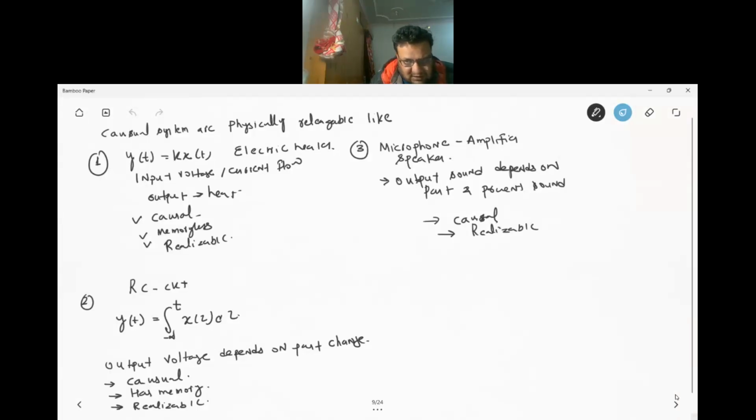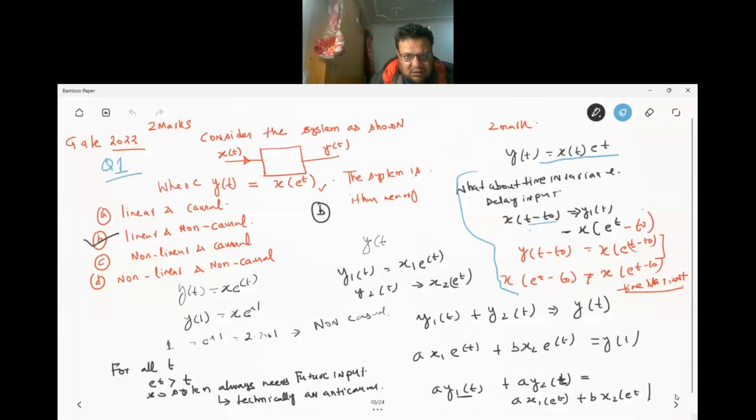Now, causal systems can be physically realizable, like an electrical heater, or your RC circuit. This is a causal system. Microphone, amplifier, speaker: the output sound depends on the past and the present sound. Non-causal systems are not physically realizable.